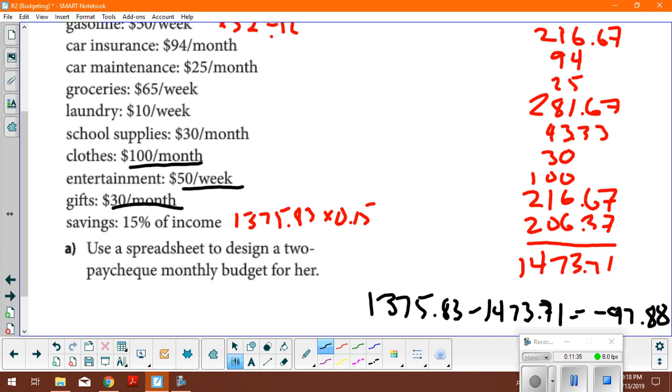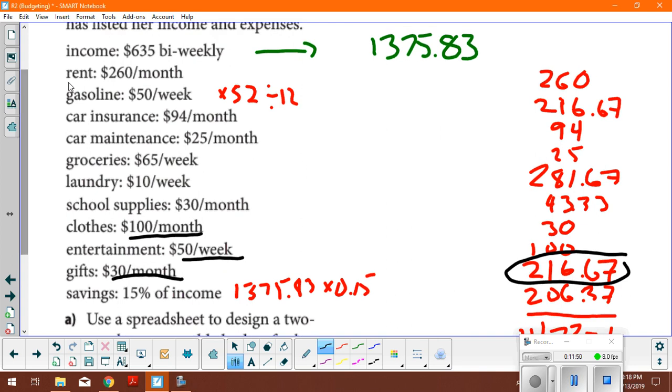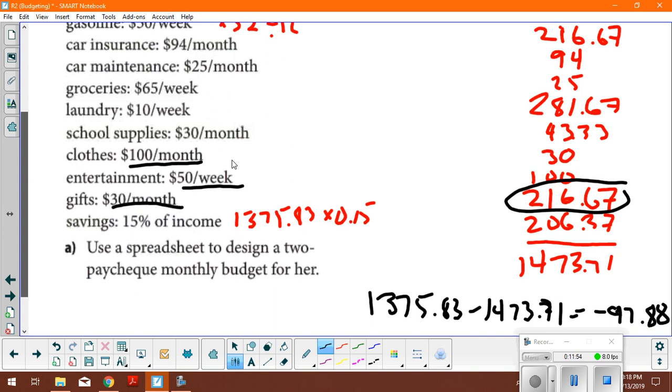Because again, entertainment was quite big, 216.67. So maybe if we took entertainment down to $25 a week, we'd be saving enough money there by itself. But that's basically how it is. You compare your income and expenses, and if you want it to be balanced, they would have to come to zero. You shouldn't have the same going in or out.